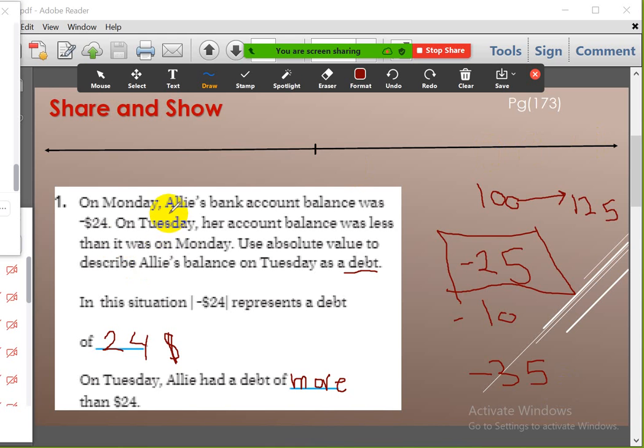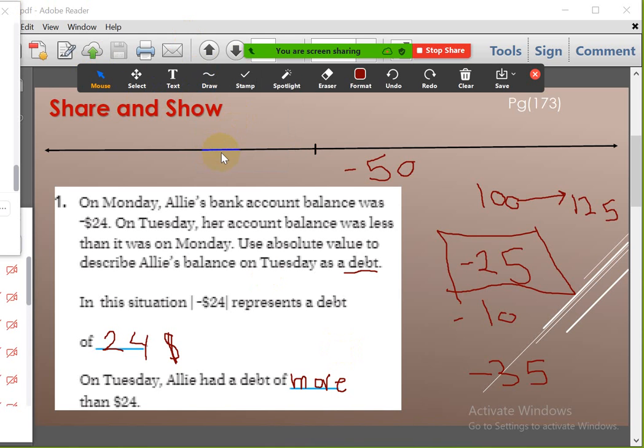The same thing here about Ali. The bank account was less on Tuesday than it was on Monday. That means less than negative 24. Maybe it will be negative 50. That means Ali took money from the bank, so the debt becomes more. The money that he has to give to the bank becomes more. Okay, this is the idea.